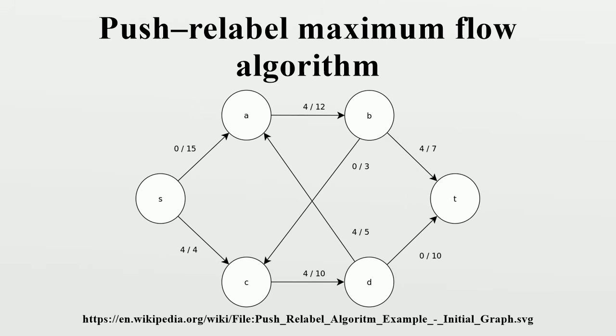Relabel. The relabel operation applies on an active vertex u without any admissible out-edges in G_f. It modifies h(u) to the minimum value such that an admissible out-edge is created.